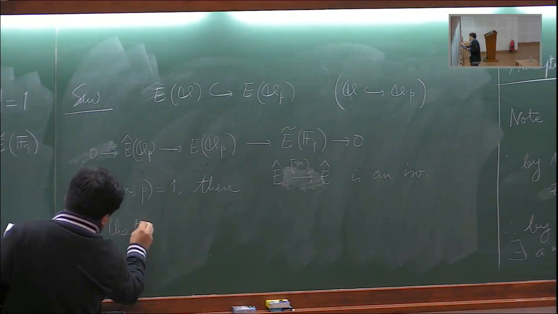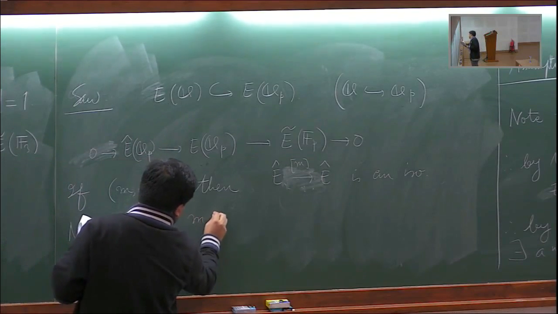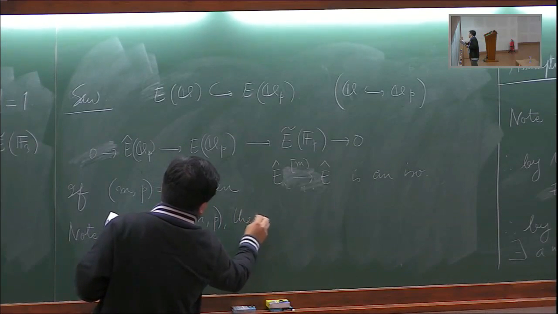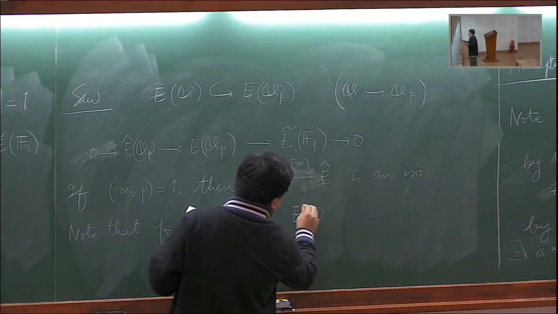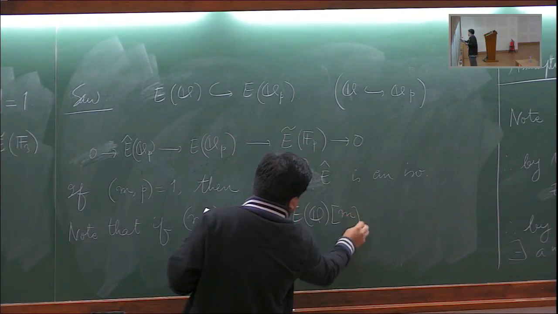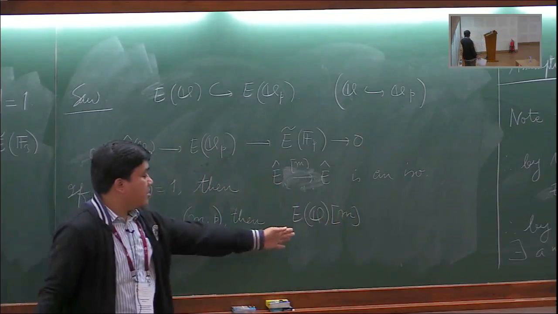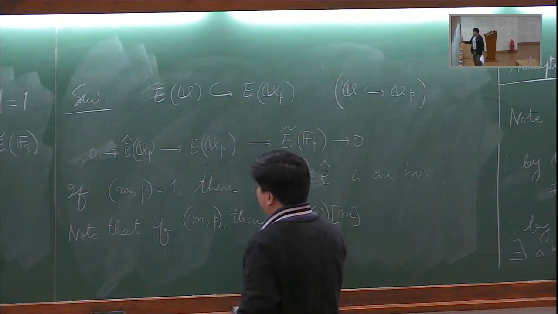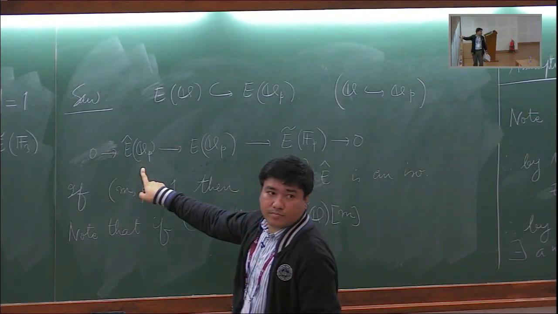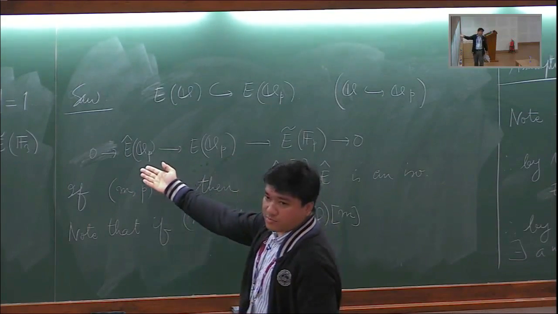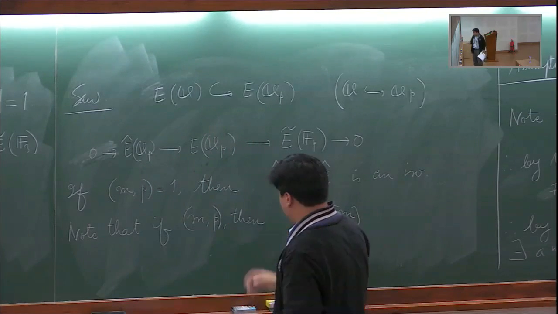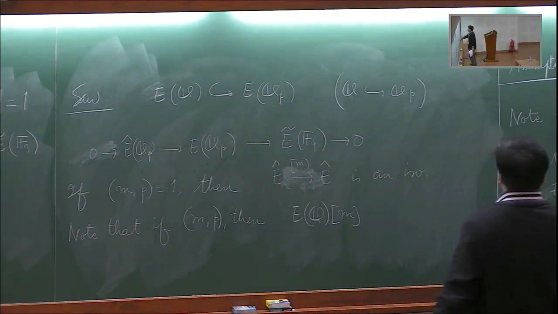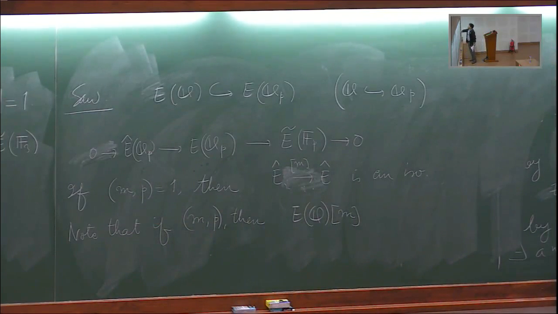So what does this mean? Note that if m is co-prime to p, then you look at the m-torsion points on the elliptic curve here. You can realize them as points inside this. This will not come from the formal group, because the multiplication by m map is an isomorphism, so the m-torsion points are going to be inside this. This is a very important observation. It's simple, but we are going to make certain estimates using this.